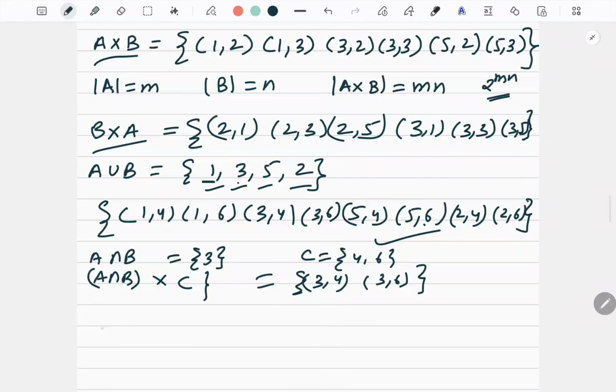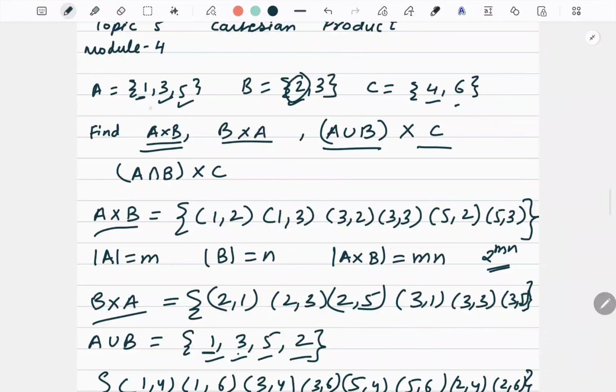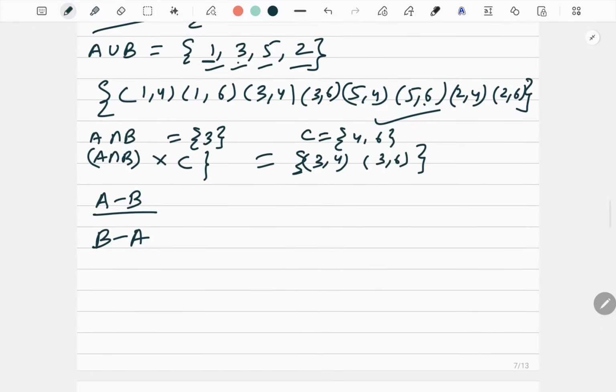Simple. Same way I can ask you A minus B also, B minus A also. So what is A minus B? A minus B are all elements of A which are not in B. So 1 comma 5. B minus A, all elements of B which are not in A. So only 2. So that way I can make a question where set theory is also there and Cartesian product is also there. I hope this question is clear to all of you.